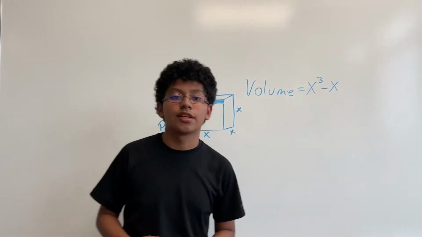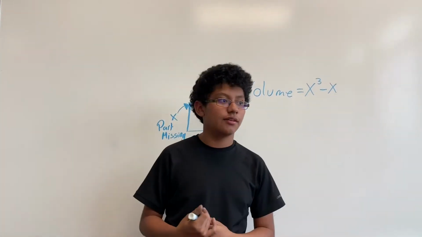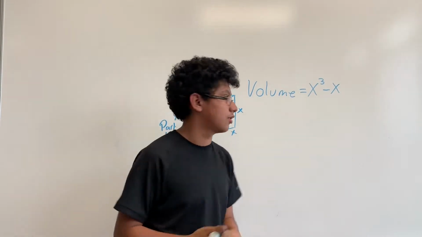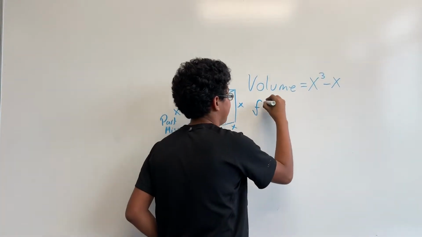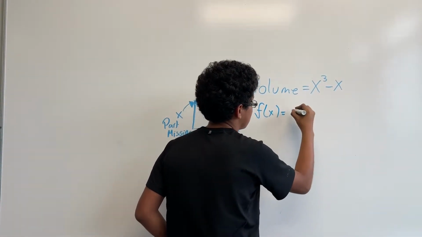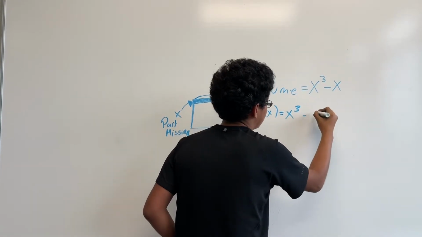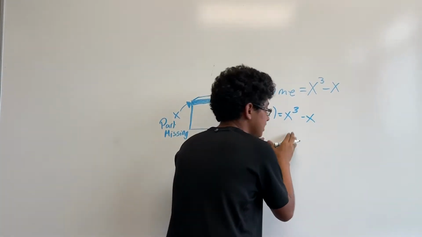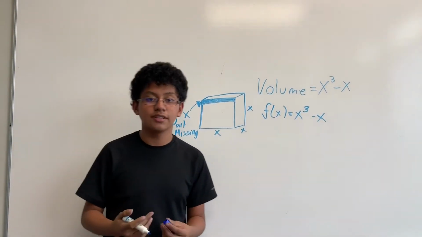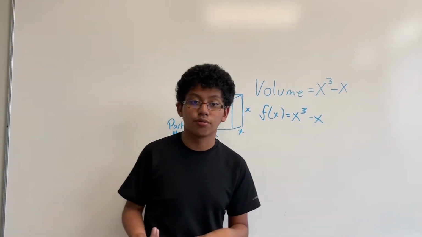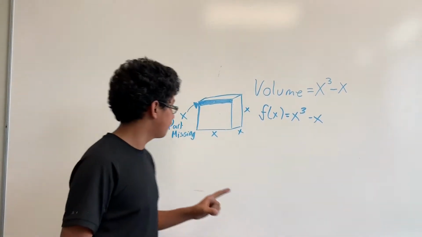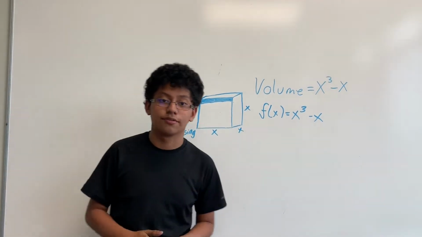With this information that Javier just gave us, we can get the formula of this function. We can say that f of x equals x cubed minus x. So, with this function, we will be able to graph it and we can see the different results that we can get depending on the different lengths of each side of the cube.